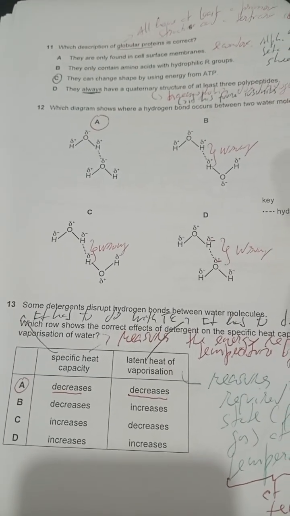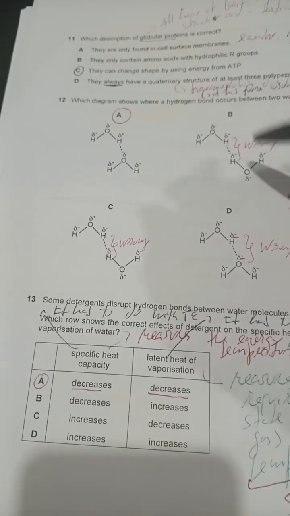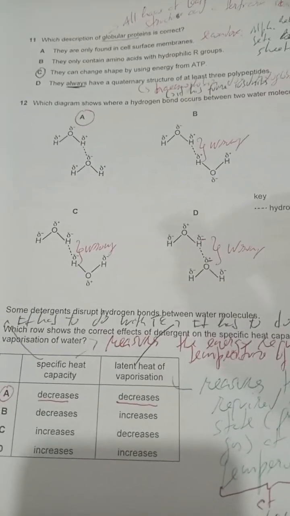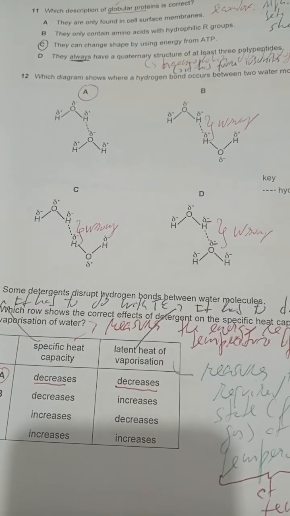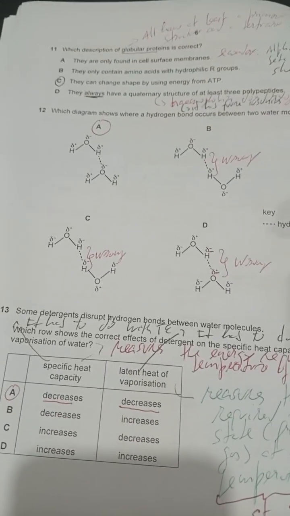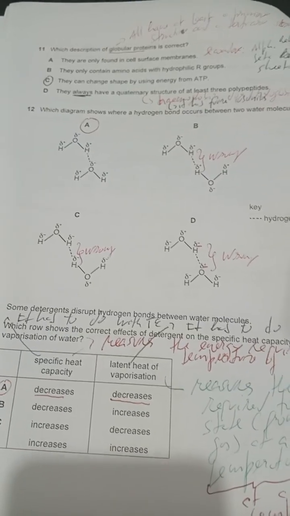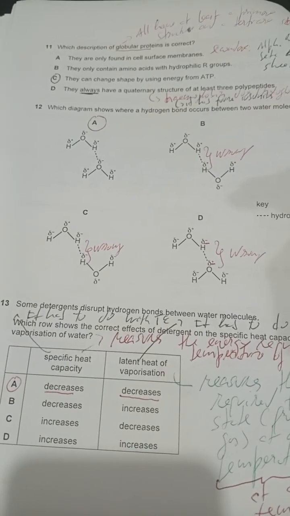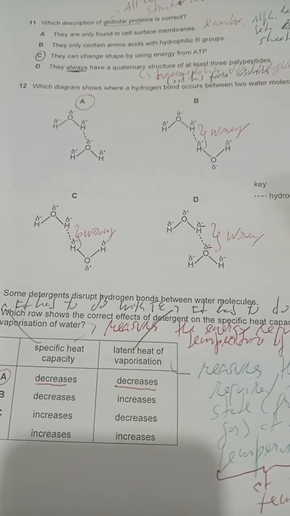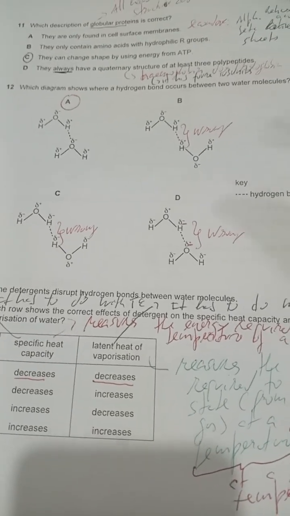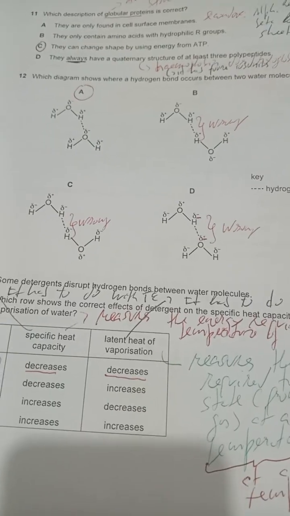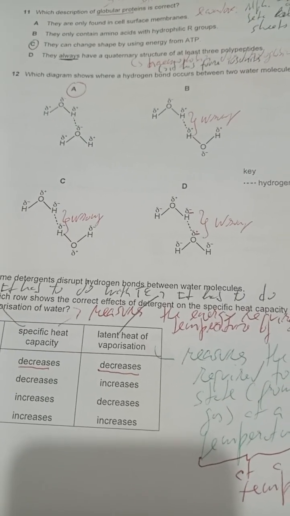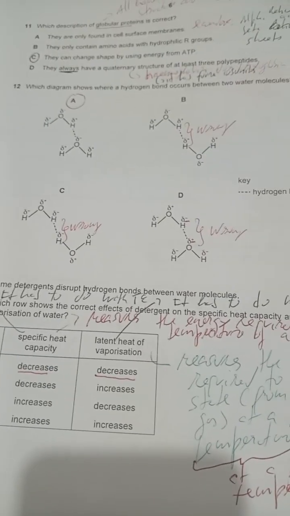Specific heat, in this case, if you disrupt the hydrogen bonds, if you decrease the amount of hydrogen bonds, you are decreasing their specific heat capacity, and you're also decreasing their latent heat of vaporization. By doing that, you make it easy to change the temperature of water, for example, by allowing it to absorb a small amount of energy.